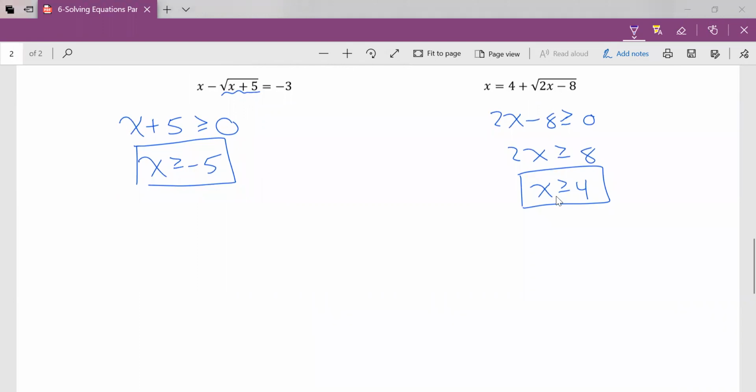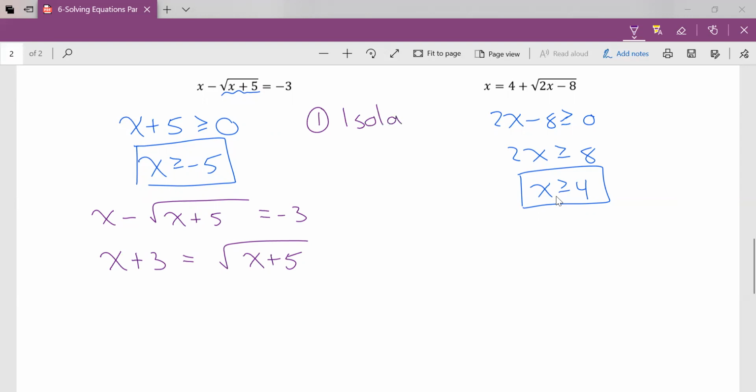All right, so I'm just going to rewrite the question here. So it's right here in front of me. Okay, to solve these are a little trickier. So what I'm going to do is I see I've got a radical on one side and I've got other stuff that doesn't have a radical on the other side. So here's what I'm going to do. I'm going to rearrange this so my radical is on one side. So I'm going to add the 3 over, so x plus 3, and I'm going to add the root x plus 5. So notice what I did. I got the radical by itself. So I isolate for the radical.